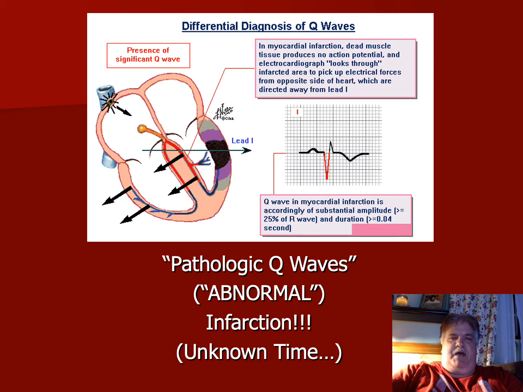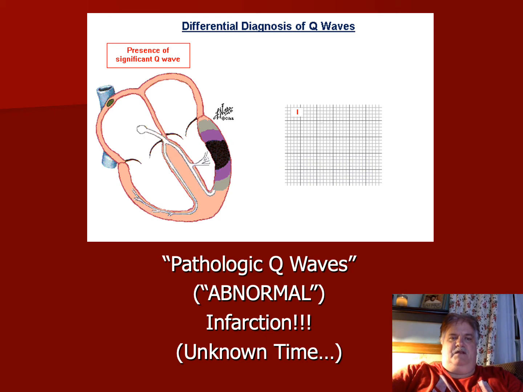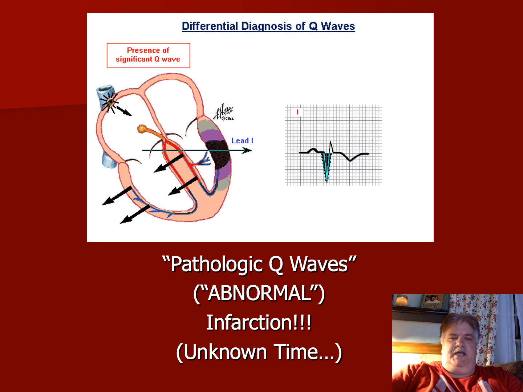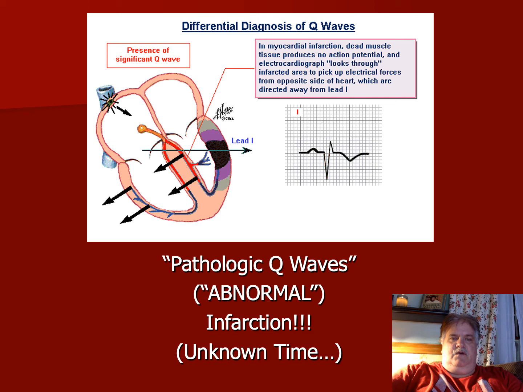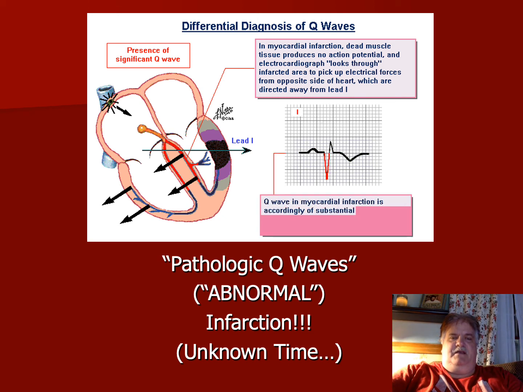Someone with an MI or who has killed cells can retain their pathological Q waves for the rest of their lives. If you've ever taken a transfer or looked at an old EKG, you may see "old MI suspected" or something to that effect. So remember, the only way to determine that you're currently having cell death is when you're currently having cell injury, meaning you're seeing ST segment elevation and you have Q waves that are present.